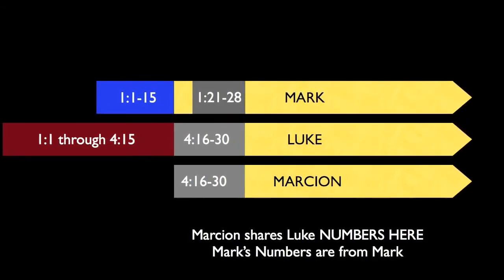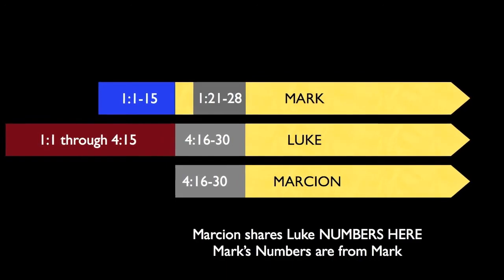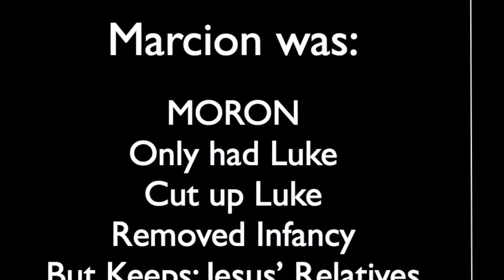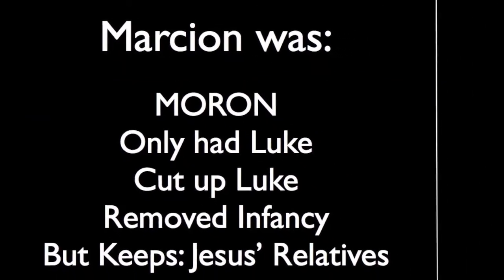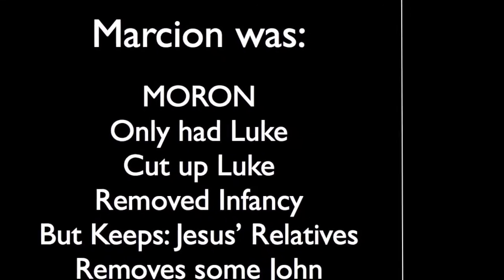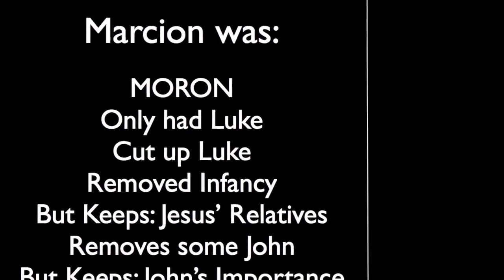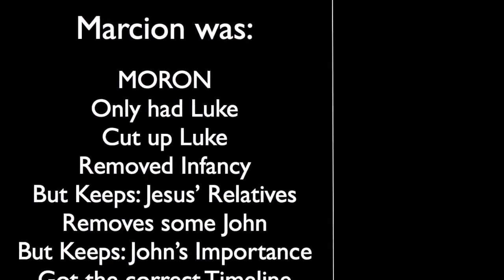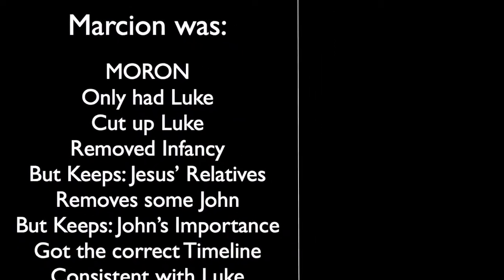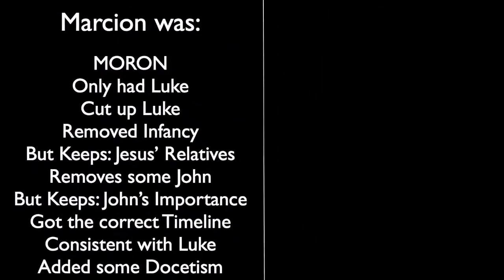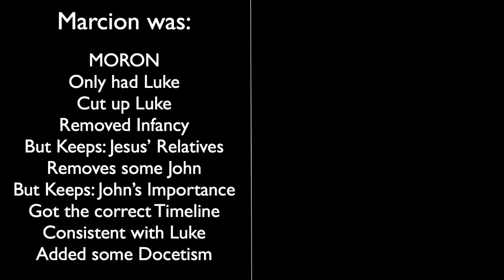So on priority, there are only two ways this works. Either Marcion was a moron that had no other text but Luke. He cut the text down, mostly cutting out John the Baptist and Jesus' infancy accounts for fun, while leaving references to Jesus' mother and siblings, and while keeping the importance of John the Baptist, but managed to keep the timeline together and somehow managed to keep it entirely consistent with Luke, adding a few slightly off accounts just for a weird effect.